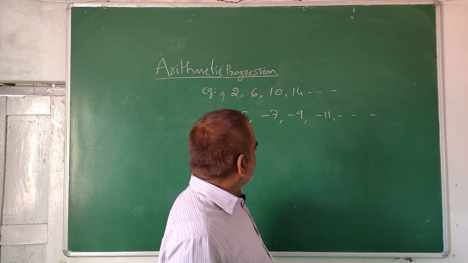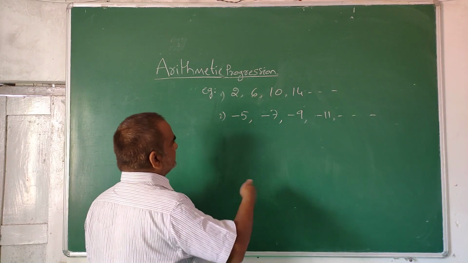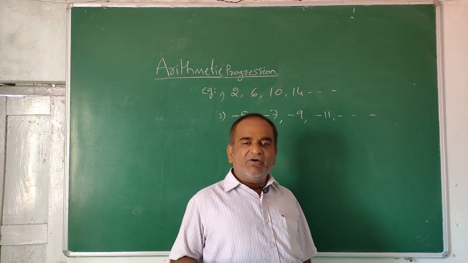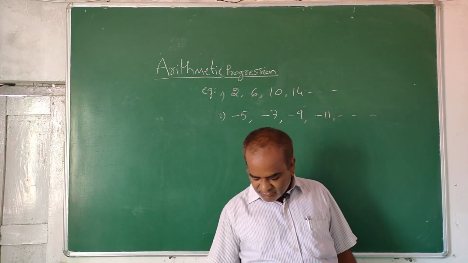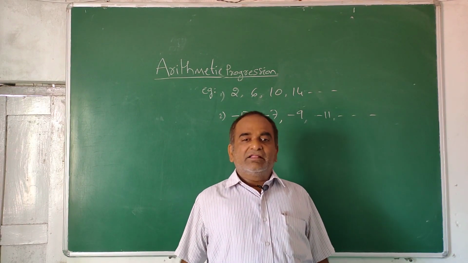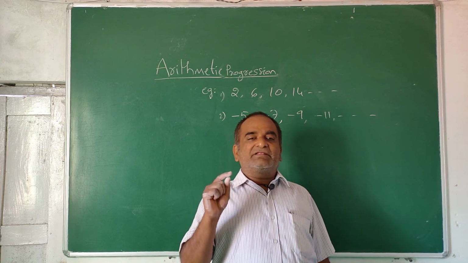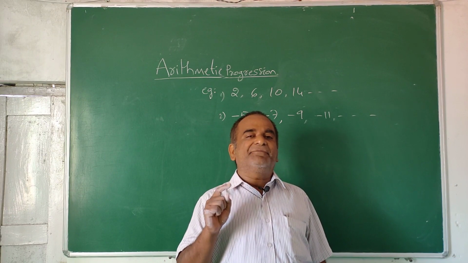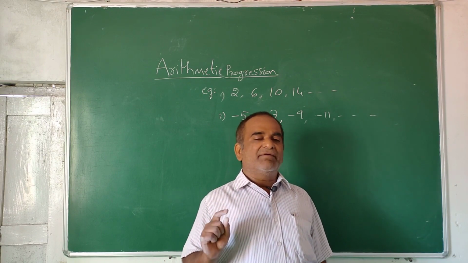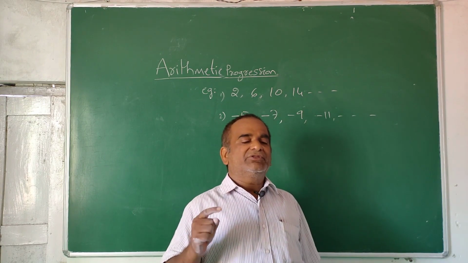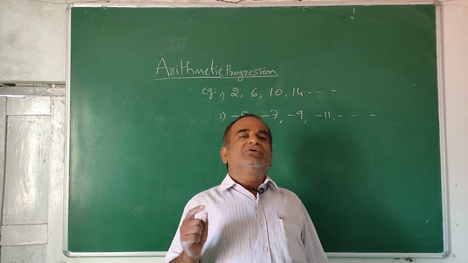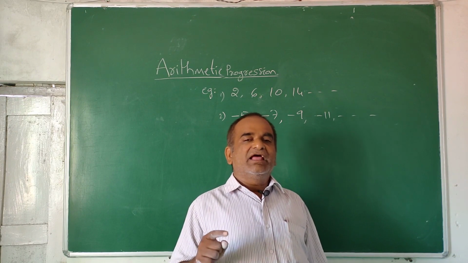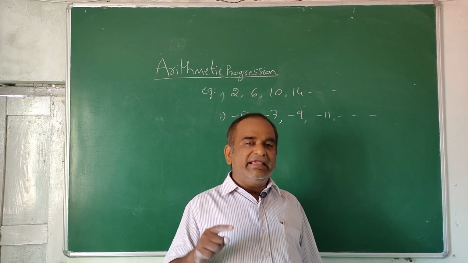So this is also an arithmetic progression. Like this you can give so many examples for arithmetic progression. Now you are coming to the point. The constant number which is being added is called common difference. The constant number which is being added to the predecessor to get a term of AP is known as common difference, and it is denoted by D.